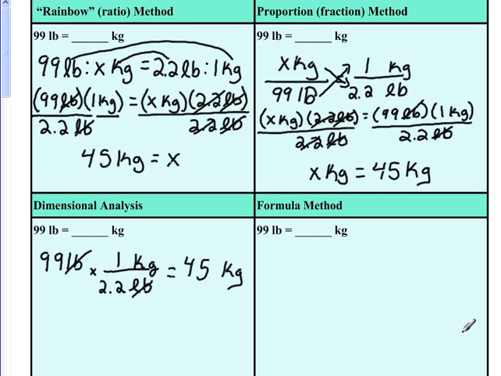The fourth way to perform this conversion is the formula method. In this case, we will take the number we're trying to change, or the dosage ordered, in this case 99 pounds, and we're going to place that over what we have on hand. In this case, it's what we know about a relationship between kilograms and pounds, and we want pounds directly underneath the 99 pounds so that the units will cancel.